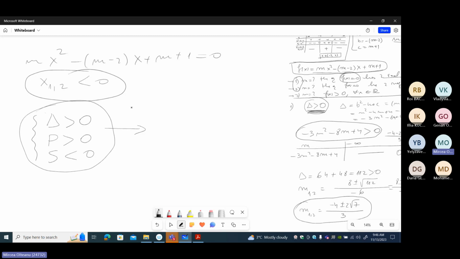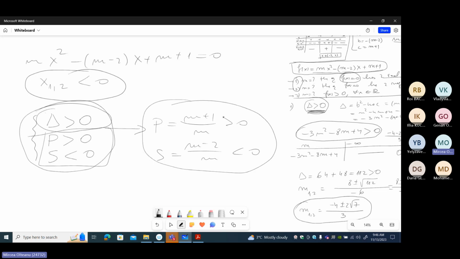I shall not solve the inequalities. This one was already solved. The other two: the product will be (m plus 1) over m, needs to be positive, and the sum, (m minus 2) over m, must be negative. Solve both these inequalities. We already have an example in this respect. And then intersect the three sets: the set from here, the set from here, and the set from here. And that will be the answer, okay?